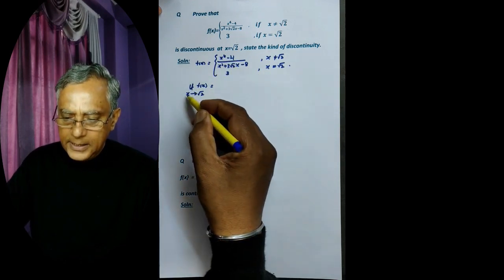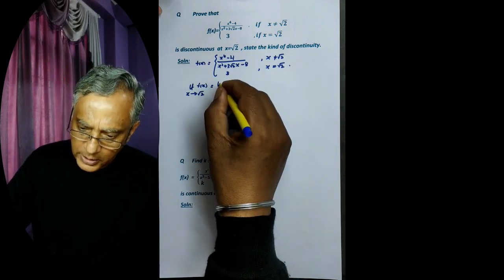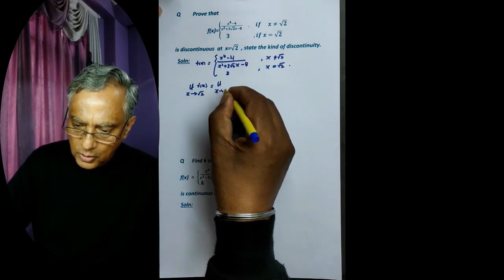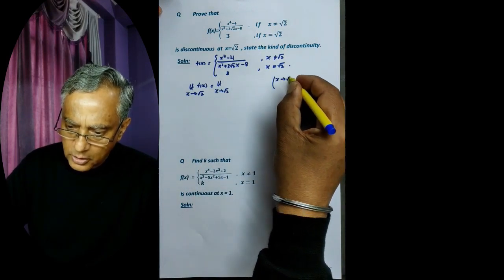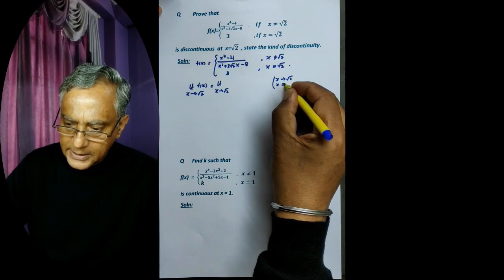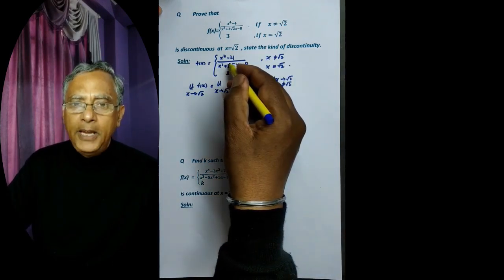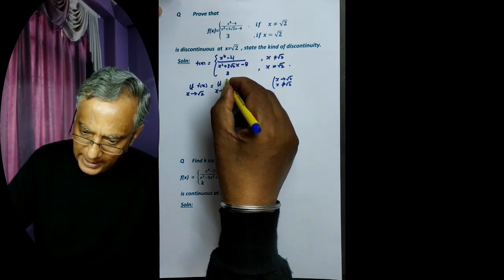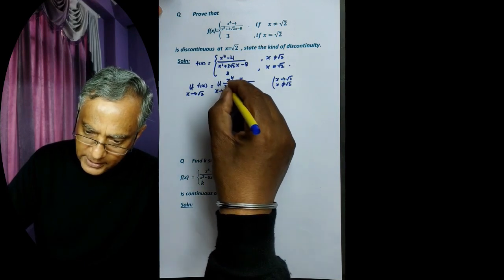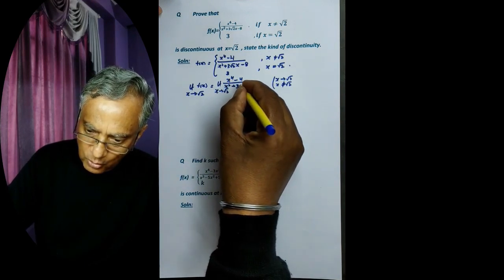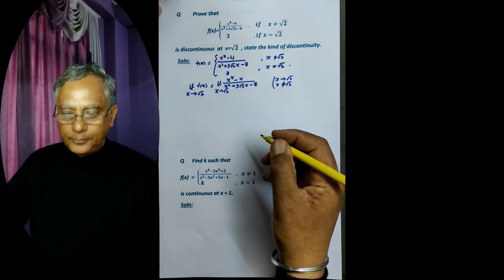So we find the limit as x approaches root 2 of f(x). So this is equal to the limit as x approaches root 2. Now as x approaches root 2, this will mean x is not equal to root 2, so this definition of the function will be used. So we will have (x^4 minus 4) divided by (x square plus 3 root 2 x minus 8).